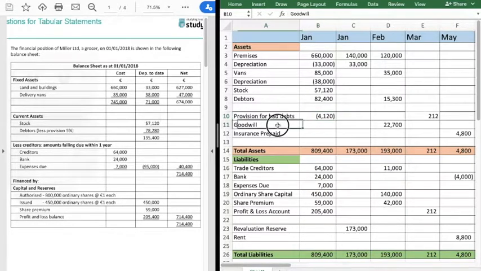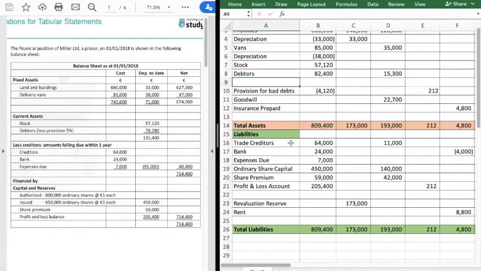And lastly, these two, you won't have them in your particular question yet, they come up later on. The reason why I have a blank space here is just for one of the later adjustments. I need that extra space just to explain that, so don't take any notice of that. Liabilities are straightforward: trade creditors, the bank, expenses due. The ordinary share capital is 450, share premium 59, and profit and loss balance is 205,400.